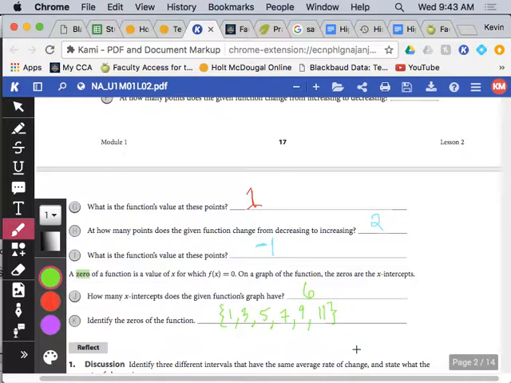Okay, any questions on that? No, you could also write it as x equals 1, 3, 5, 7, 9, and 11. But if you just wrote 1, 3, 5, 7, 9, and 11, I would call it a question. It'd be hard for me to give full credit for that.